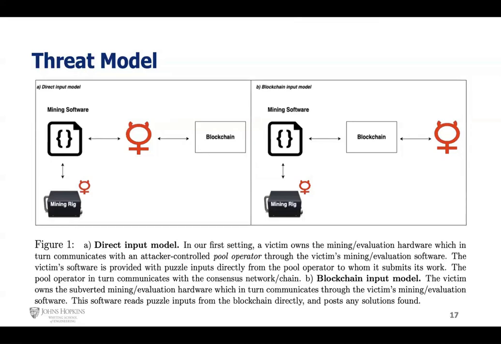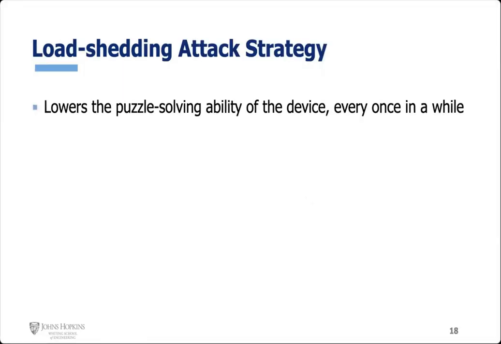In the other case, you are buying, which is the blockchain input model, you're buying puzzle solving hardware from a manufacturer, but then going forward, you do not communicate with them or join their mining pool, so to say. So the only way they can communicate with the device is through the blockchain because the device does take in inputs from the blockchain. The load shedding attack lowers the puzzle solving ability of the device every once in a while. And this is an input triggered attack.